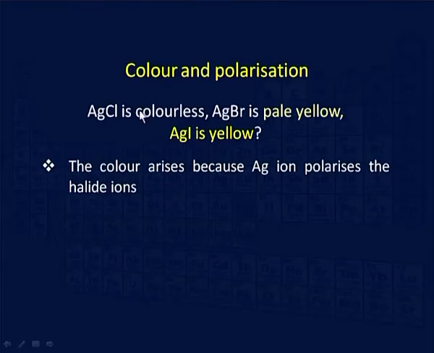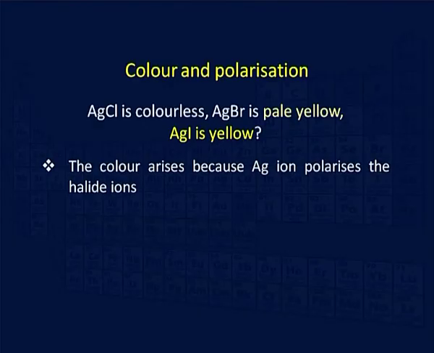One side question I would like to ask you here is, we have AgCl, AgBr and AgI, out of which AgCl is colorless, AgBr is pale yellow and AgI is yellow in color. In all these three, silver is the metal ion and silver has no d electron. Still AgI is yellow in color. Is there a d-d transition in AgCl or AgBr or AgI? The answer to this question is of course no. There is no d-d transition.